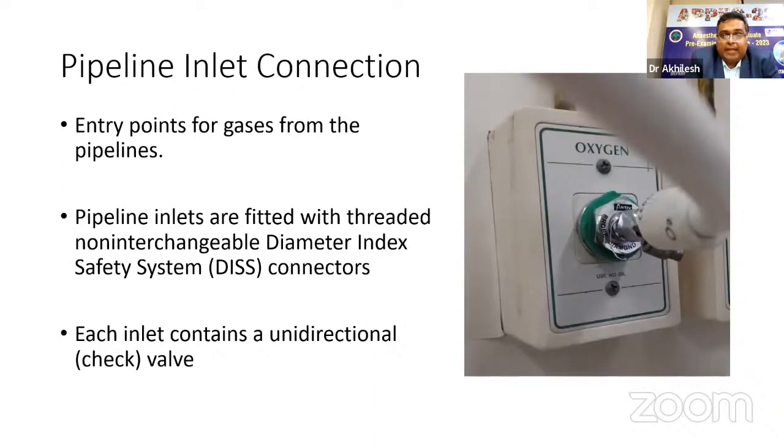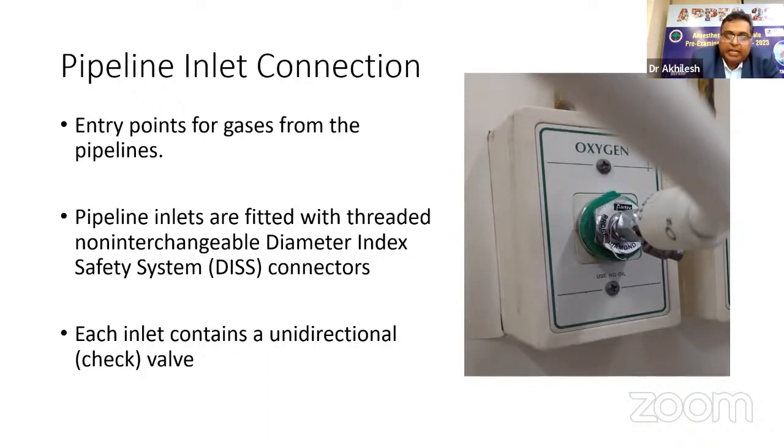Coming on to the pipeline inlet connection, the entry points are gases. These are attached on the walls and pipelines are attached. There is a safety connector, the diameter index safety system, and each inlet contains a unidirectional valve. Again, when we talked about the pin index and the valve assembly of a yoke assembly, there it also promotes unidirectional flow. Otherwise, the pressure will go back to the cylinder.